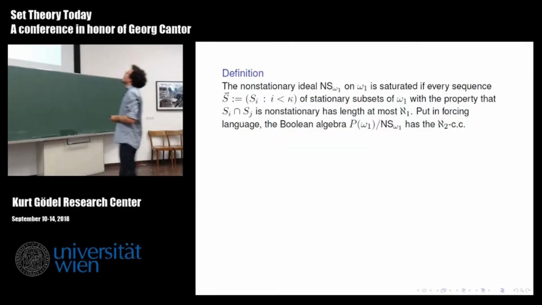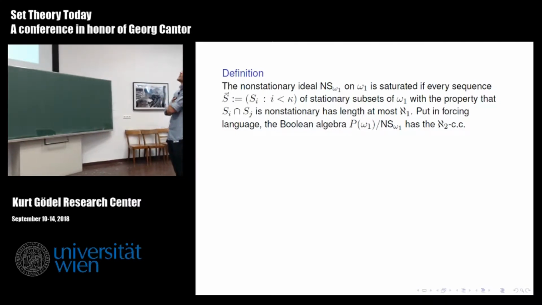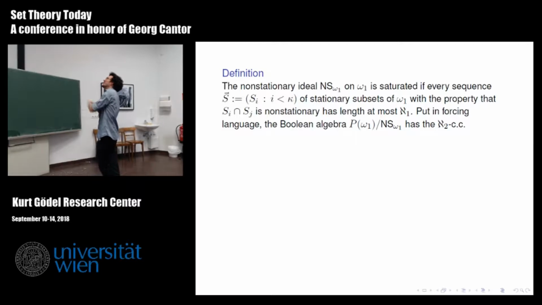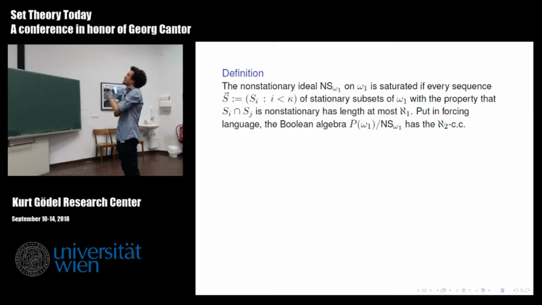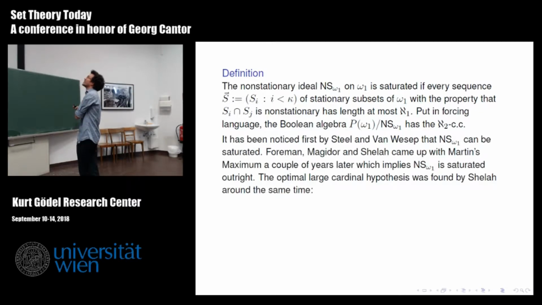So good. The first definition is just the most basic definition. The non-stationary ideal NS on omega 1 is saturated, we say, if every sequence of stationary subsets of omega 1 with the property that the pairwise intersections are non-stationary, so we get an antichain, has length at most aleph 1. So, put in forcing language, the Boolean algebra P(omega 1) modulo NS has the aleph 2 c.c. So this means that the non-stationary ideal is saturated.